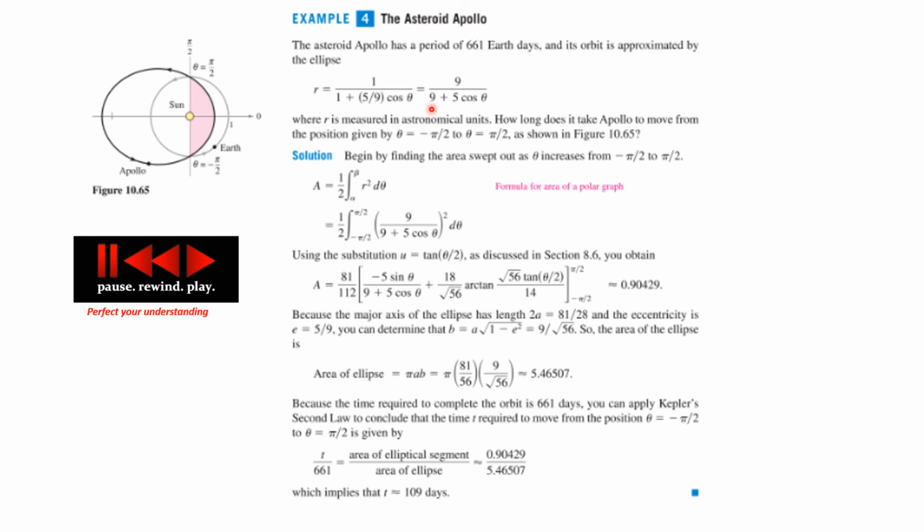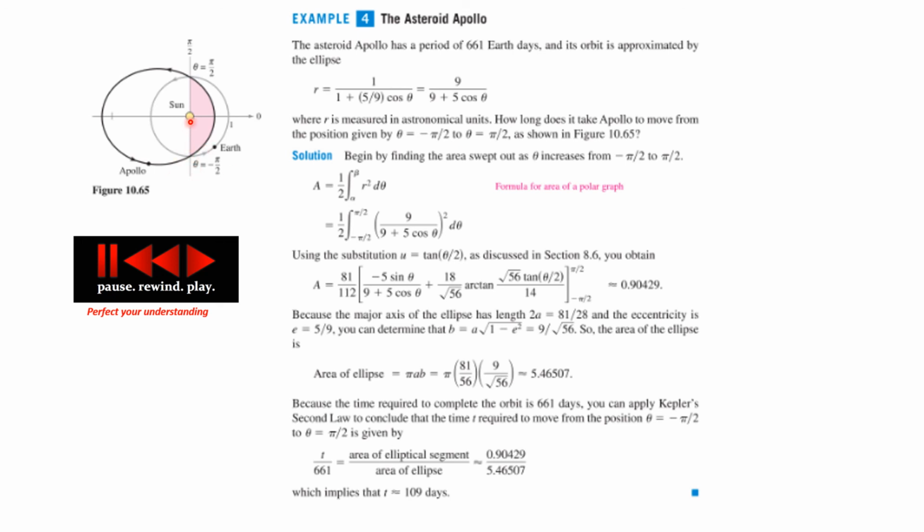And you can simplify this ellipse again. You see it as 5/9 there, but you can simplify that to be this equation, where r is measured in astronomical units. How long does it take Apollo to move from the position given by theta equal minus pi/2 to theta equal pi/2, which is shown in this figure?